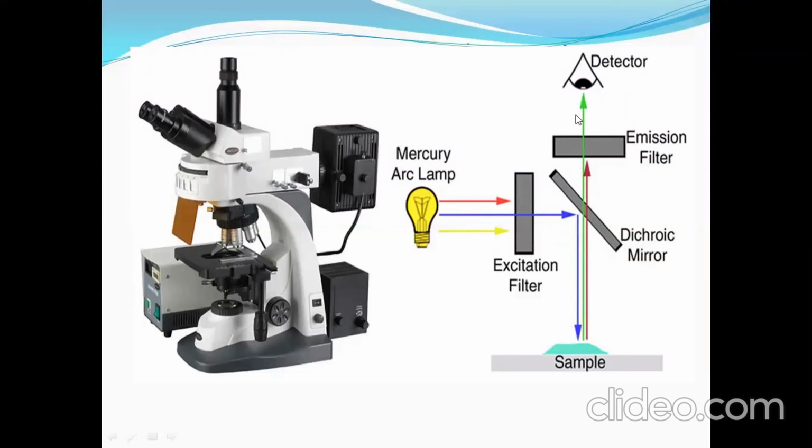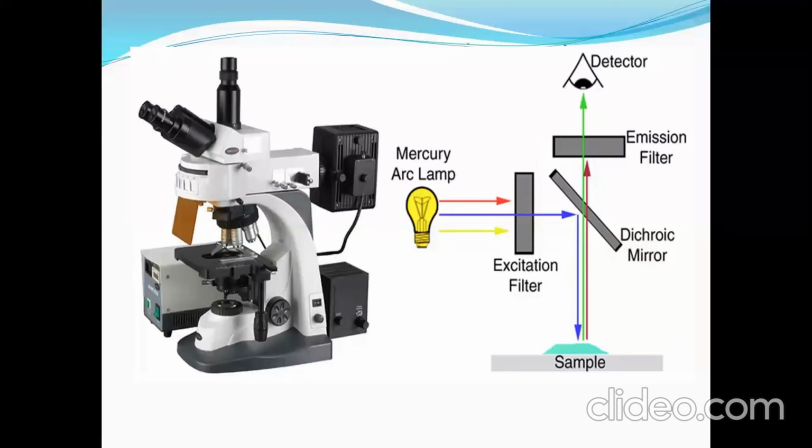Obviously, if two different wavelengths of light are coming to our eyes or the detector, they may interfere with each other. The clarity of the picture may be hampered. So this 10% of the incident or excitation light is filtered out by this emission filter. So we only get the emission wavelength, and we can have a very clear image of the specimen.